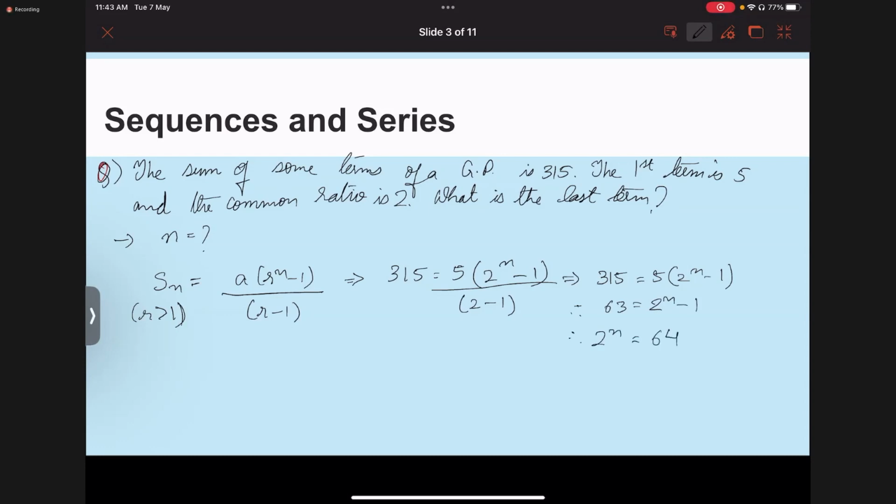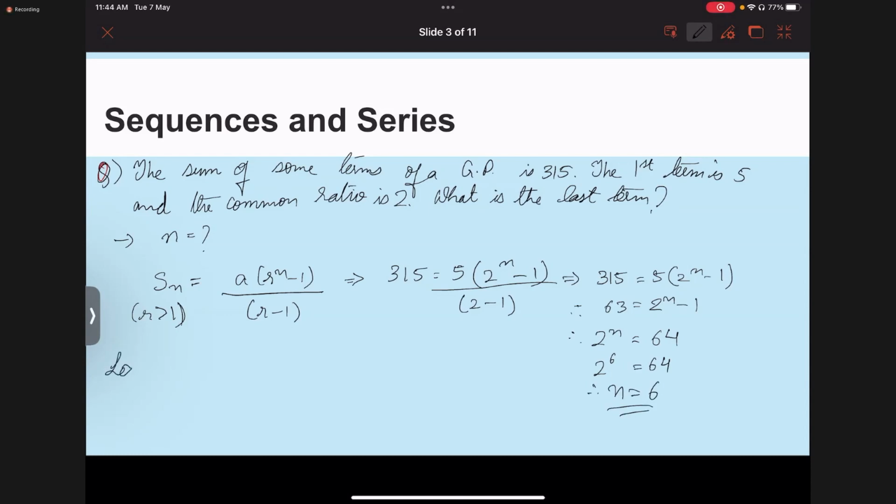Now we know 64 is the answer when you have some power of 2. So this is actually 2 raised to 6, which is 64. And therefore, n is equal to 6. Okay, so we found the n.